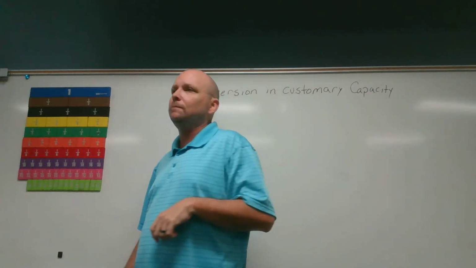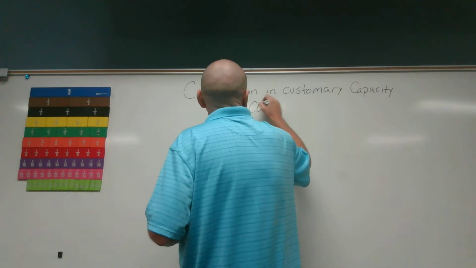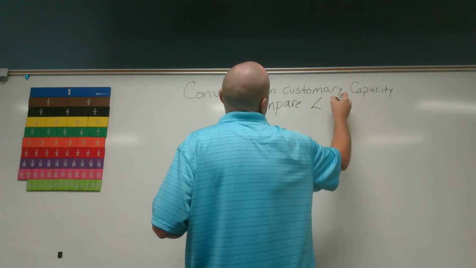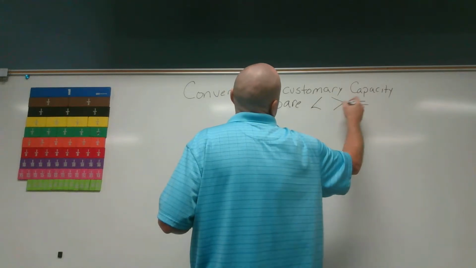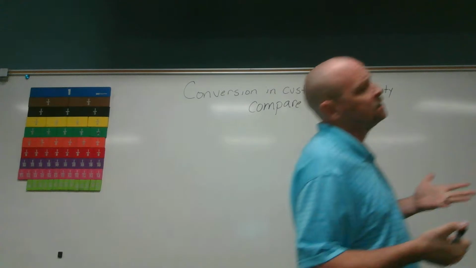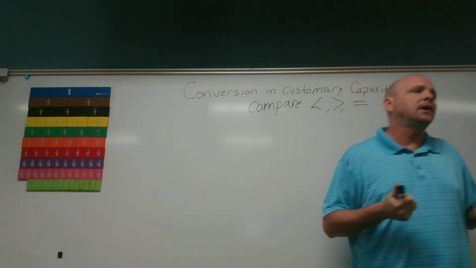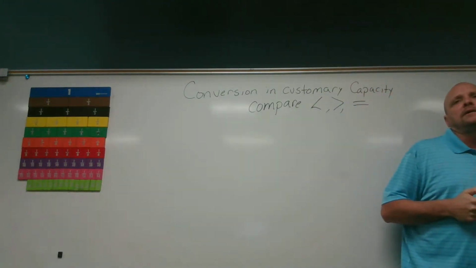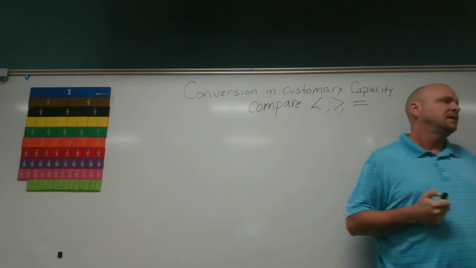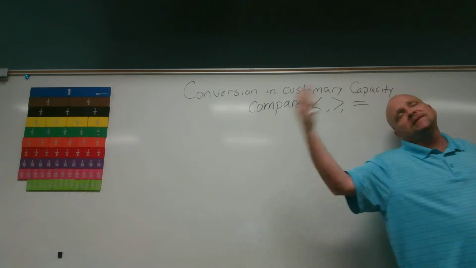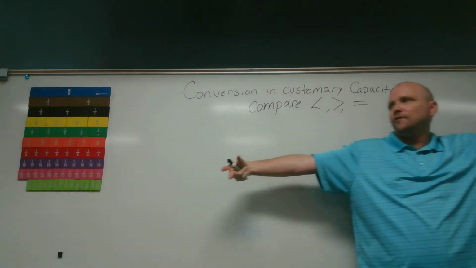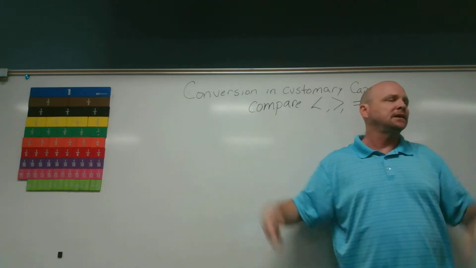Today, we're going to compare. In doing that, we're going to use less than, greater than, or equal signs to compare. But it says conversion, Mr. McMurdo. Well, unless I know how many cups are in 16 gallons, I can't compare 16 gallons and 487 cups, unless I know for sure how much is in each.